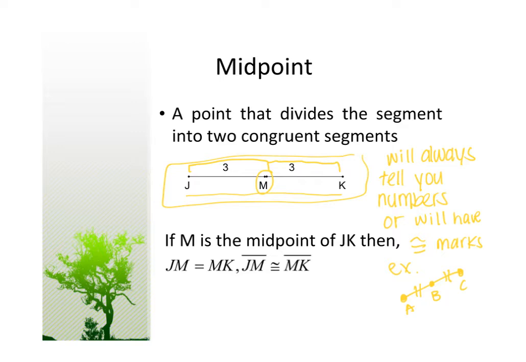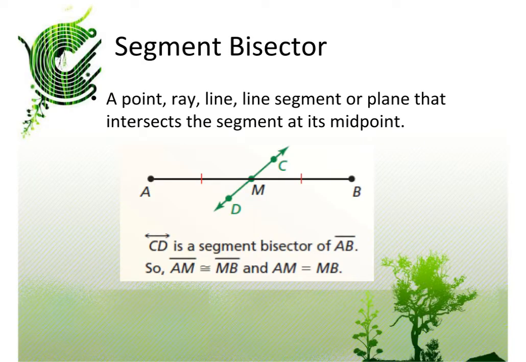Okay, so next slide. A segment bisector. A point, line, ray, line segment, or plane that intersects the segment at its midpoint is called a segment bisector, okay? Go ahead and put a squiggly underneath segment, okay? One thing I want you to note, you cannot bisect a line, ray, or plane.